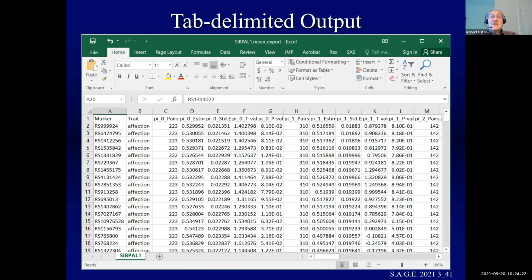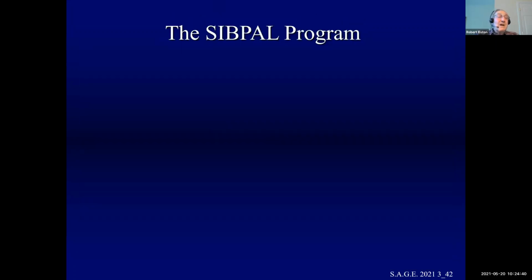So this is just a tab delimited output. This is just the script output that Yunju was talking about. This is the kind of output you can use in other programs to draw pretty pictures. Okay, the SIGPAL program, let's see.